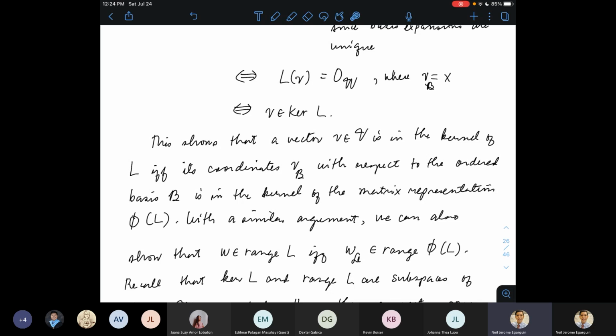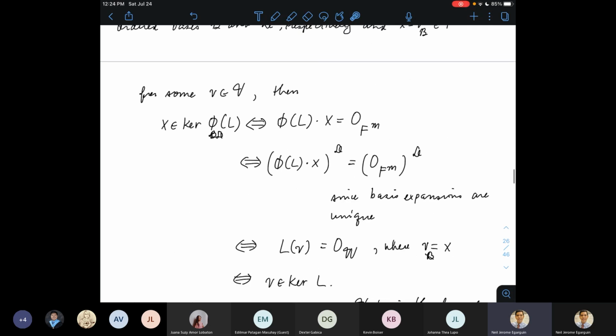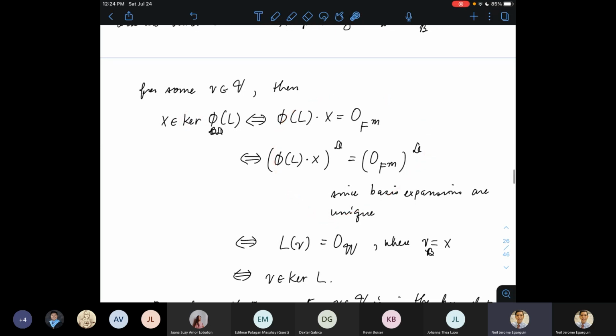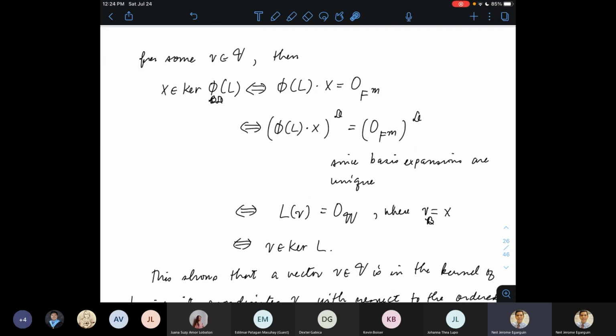Okay? And then you can do the same argument for the range. You just replace this by the range and then by the definition of the range, you are guaranteed to get another isomorphism between the range of the matrix and the range of your linear map. So ibig sabihin, naka-disguise lang yung kernel at range ng isang linear transformation into elements of the kernel and the range of their respective matrix representatives. Okay?